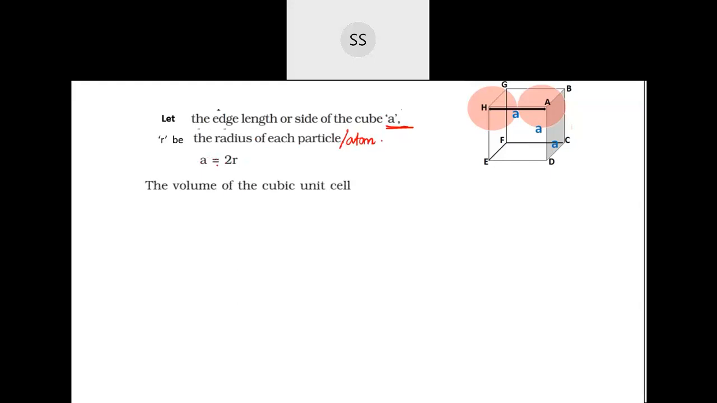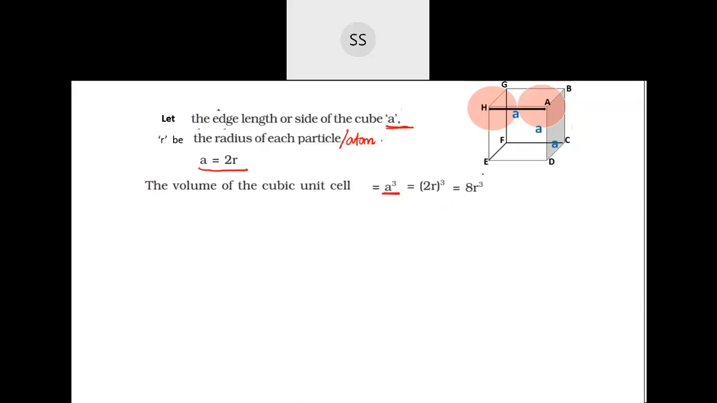Once you get that a value, you will write the volume of the cubic unit cell, which is equal to a cube, and we know the value of a. So a is 2r, so you will write 2r the whole cube, which is equal to 8r cube. So you will get the volume of the cubic unit cell. Volume of the unit cell we have finished.